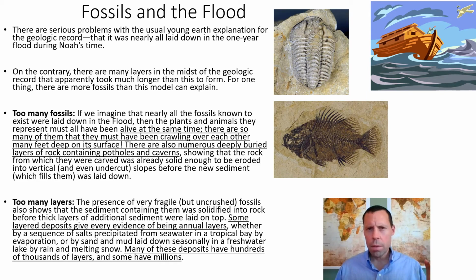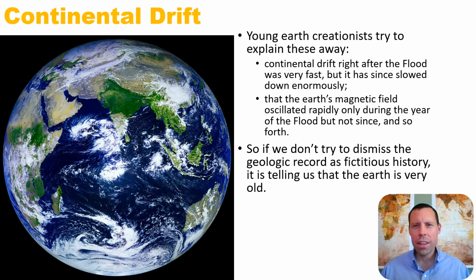Or we could talk about the problem of there being too many layers. There are hundreds of thousands, sometimes millions of layers of the fossil record that we find, or of sedimentation layers on Earth that we find. And it certainly appears that these are annual layers, that there was snowfall, there was recession of water, and that this laid a layer of sediment, and that this repeated over the course of hundreds of thousands, perhaps millions of years. Or we could talk about the problem of continental drift. It's observable that land masses are moving apart from each other. And the question is, how? The young Earth creationists usually explain this in one of two ways.